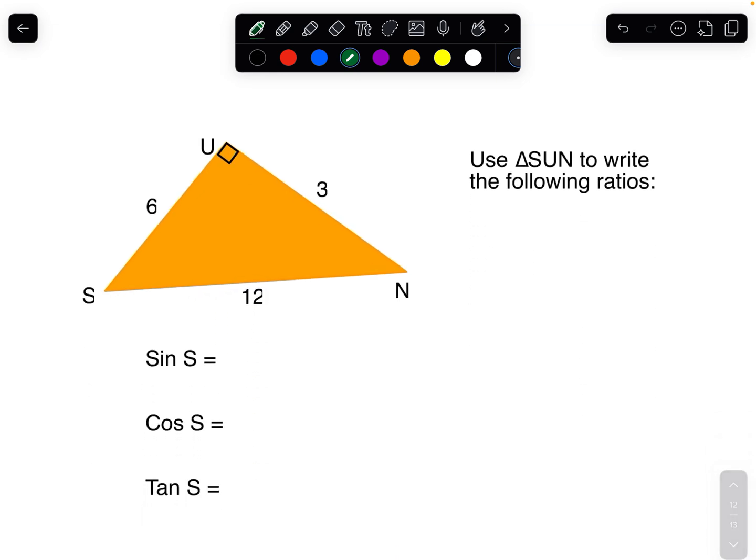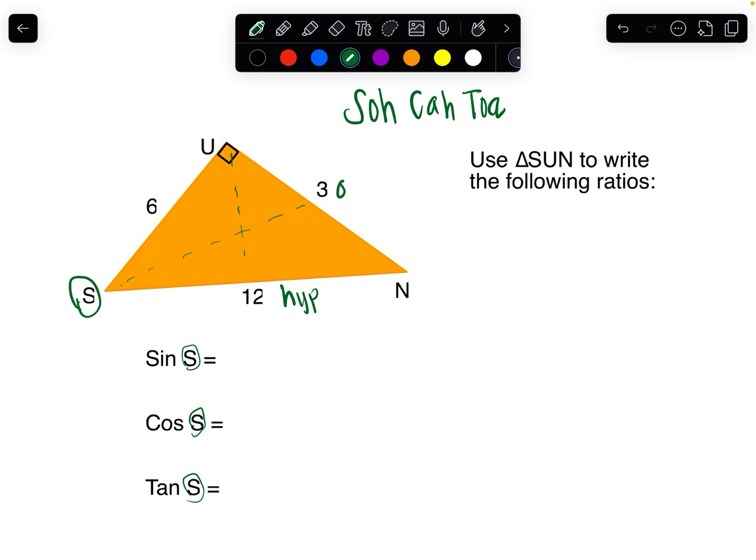All right, here our reference angle is S. We'll write our SOHCAHTOA so we don't forget our ratios. Hypotenuse is across from the right angle. Opposite is across from the reference angle. And adjacent is the one we have left over.